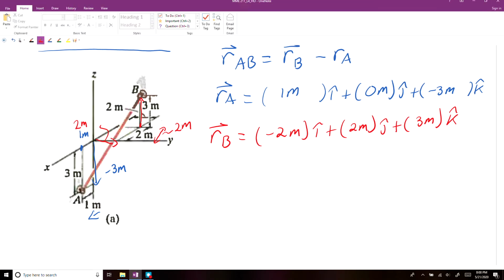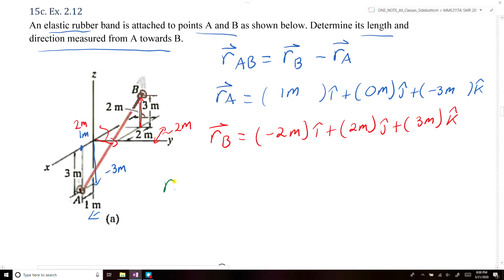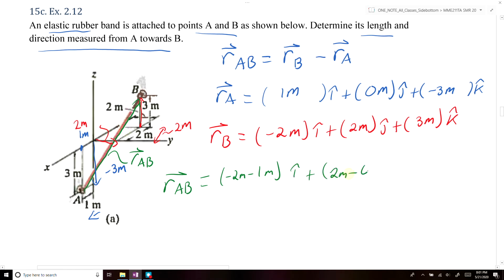All right, so we can define RAB from point A to point B as being equal to the difference of RB and RA. So we're going to subtract RA from RB. If we do that, we would get minus 2 meters minus 1 meter times i, plus 2 meters minus 0 meters times j, plus 3 meters minus negative 3 meters times k.